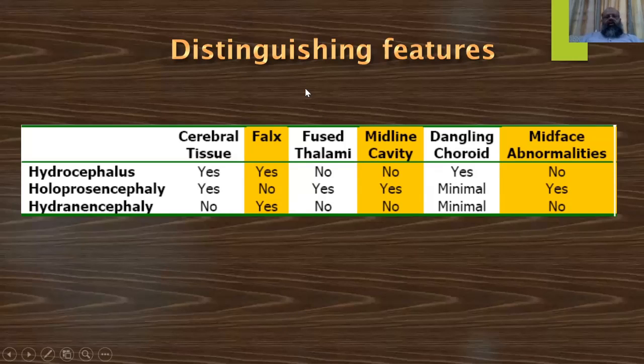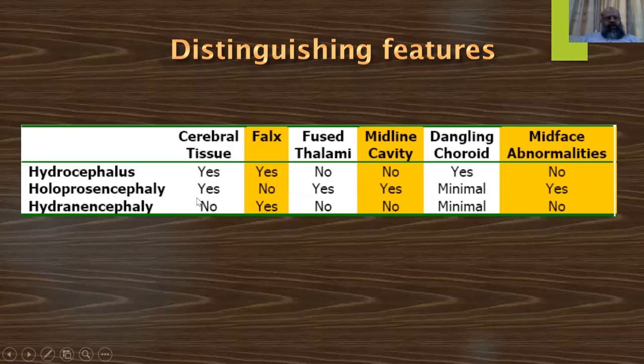What will be the distinguishing features? This slide is important. Hydrocephalus: the cerebral tissues are present, falx is present, thalami not fused. We can differentiate between thalami, midline cavity, which is the line not properly visible. Dangling choroid can be present. Mid-face abnormalities: no mid-face abnormalities.